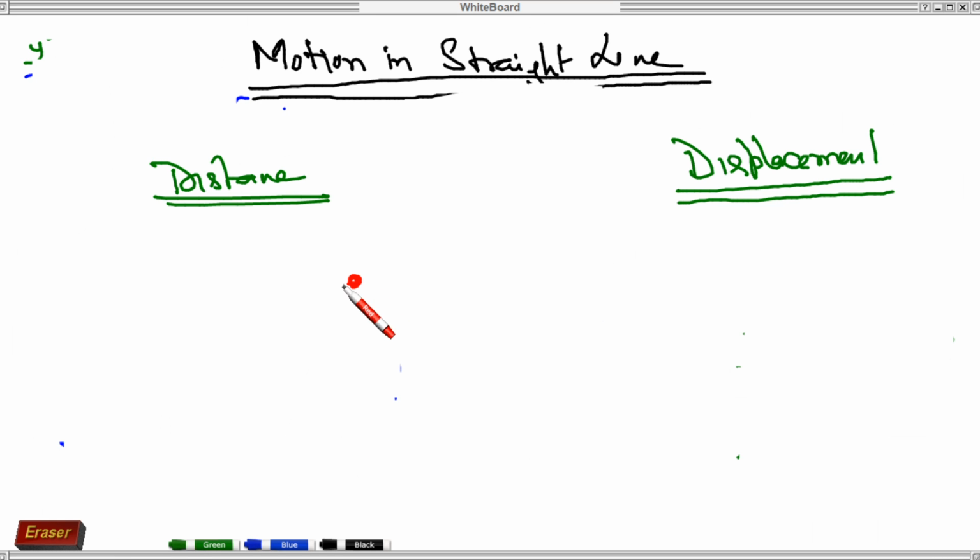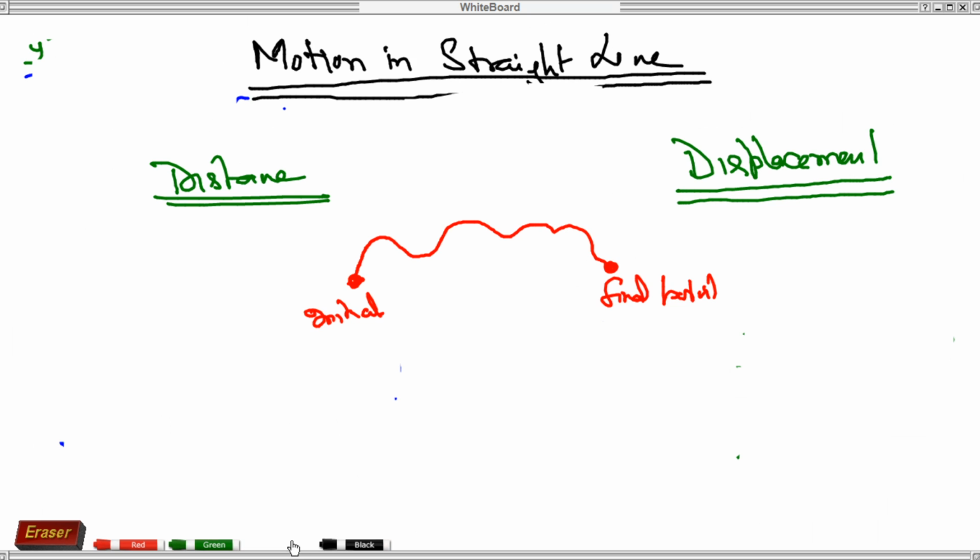Suppose this one is the initial point, and this one is the final point. A car starts from here. First it went here, then here, and then after some time it reaches here. So the length of this path from the initial to the final point is called distance.